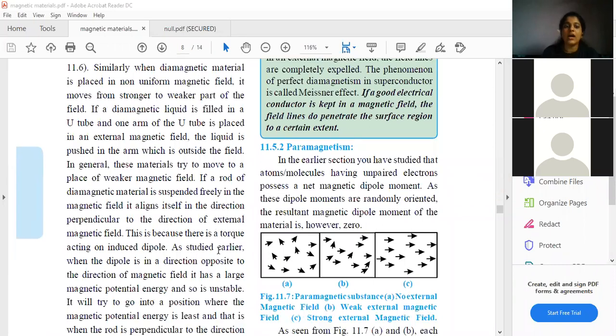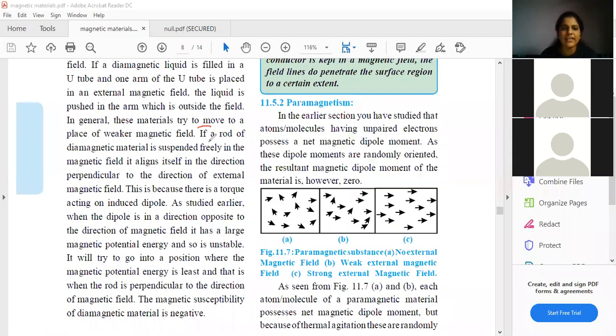Next point is that, this point you all can see, if a rod of a diamagnetic material is suspended freely in the magnetic field, it aligns itself in the direction perpendicular to the external magnetic field. So students, if you freely suspend a magnet, or a material which is diamagnetic in nature, just concentrate on the video part as for now. For this material, this is the north pole and this is the south pole. This is my diamagnetic material. I'm suspending it in an external magnetic field. In the external magnetic field also, here I have north pole and here I have south pole.